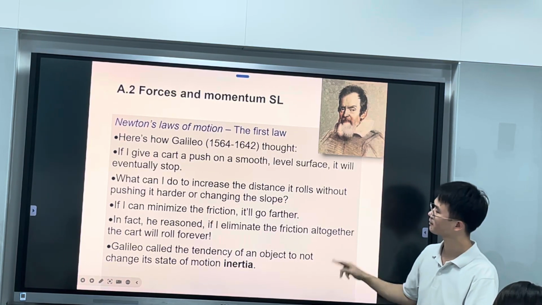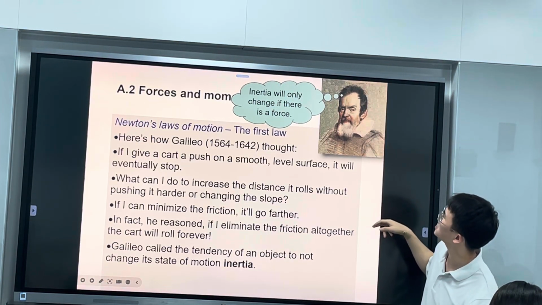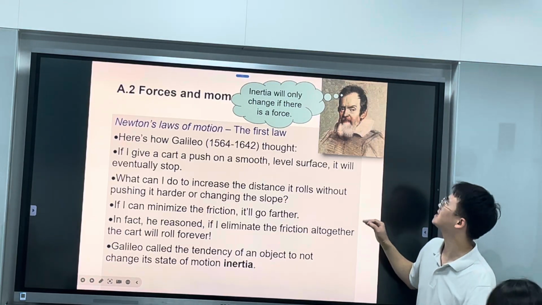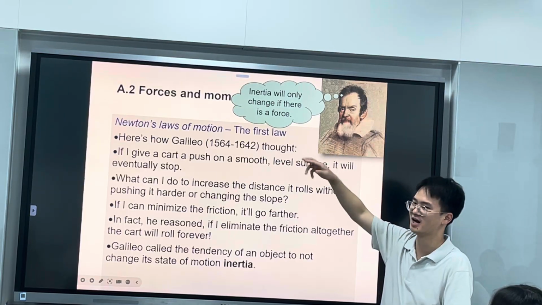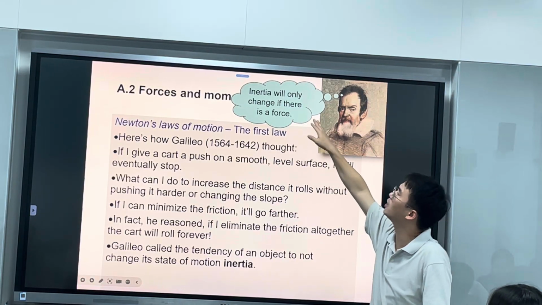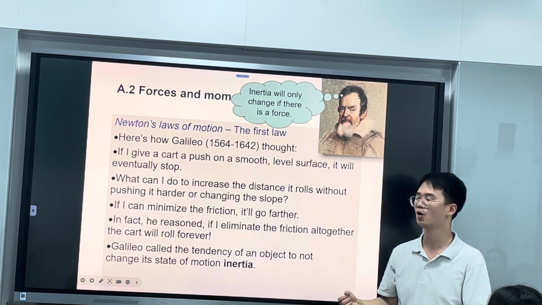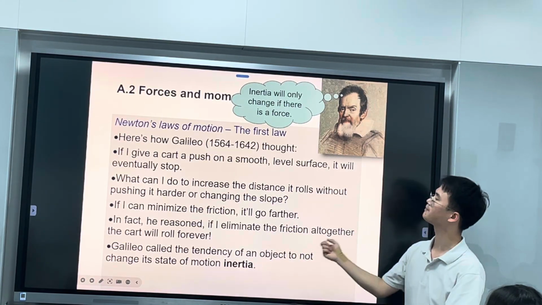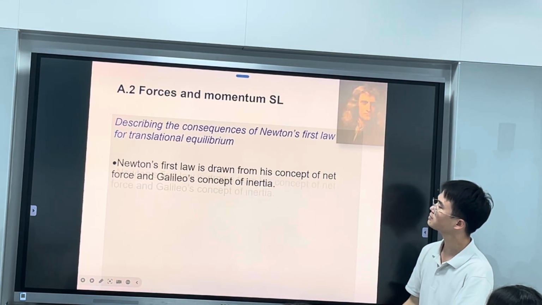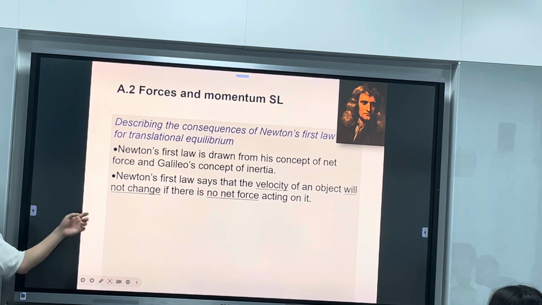Okay. So inertia will only change if there is a force. Well, it's a flawed statement because it's not inertia that changes, right? Inertia doesn't change, it's the motion. Motion will only change if there is a force, right? For example, it will get slower and slower if there is friction. Or if you give it a push, it will start to move rather than stay stationary, right? Okay. So that's what Newton's first law comes from. It comes from the basis of the thought experiment of Galileo.